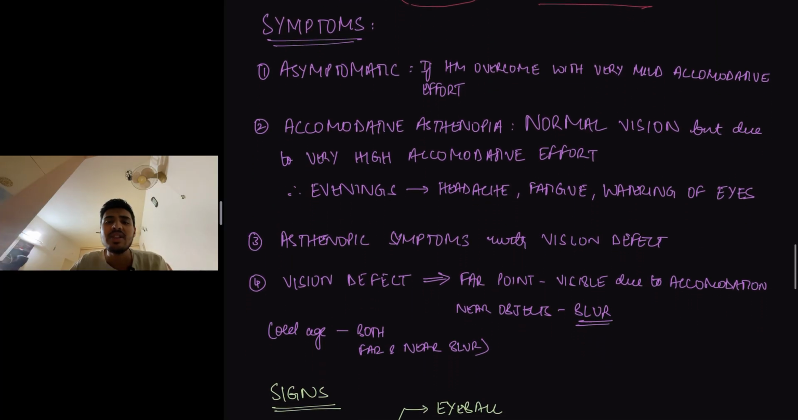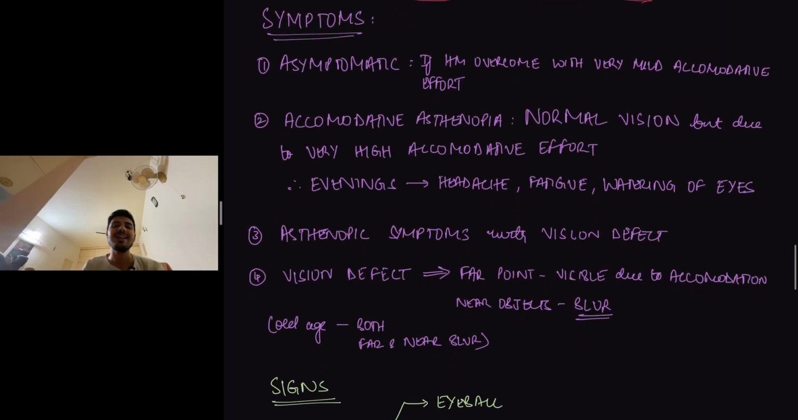Now let's come to the symptoms. So think about it. Let's say the patient has very, very mild hypermetropia, and with a very low degree of accommodative effort, the patient is overcoming that hypermetropia. So do you think they'll have any vision problems? No. So they are said to be asymptomatic.